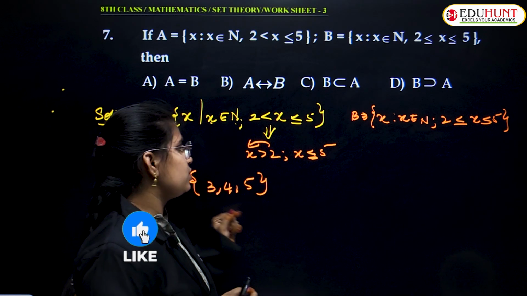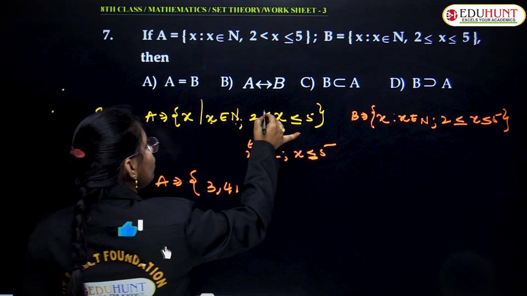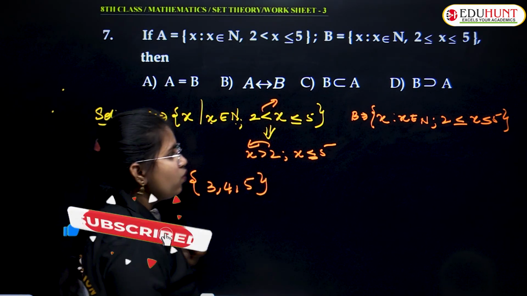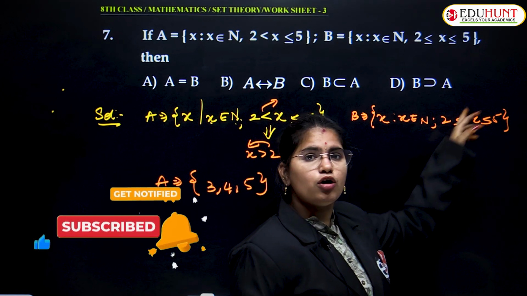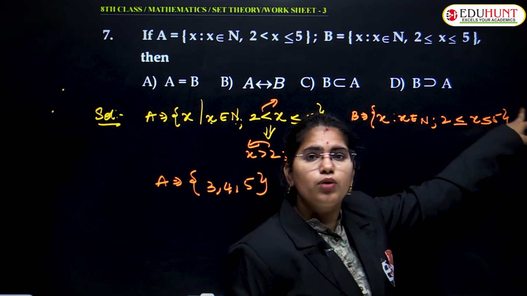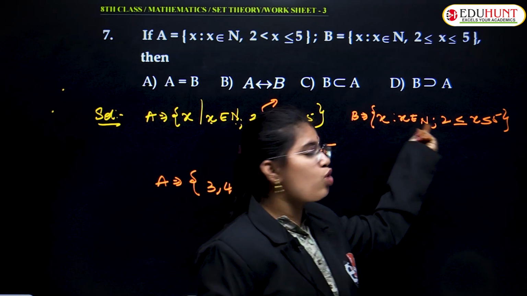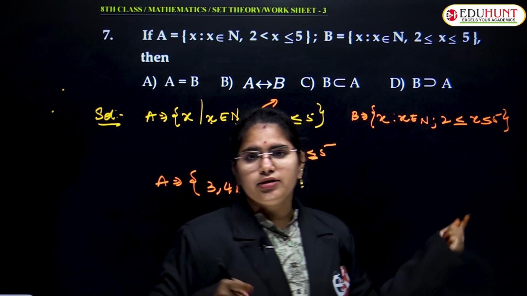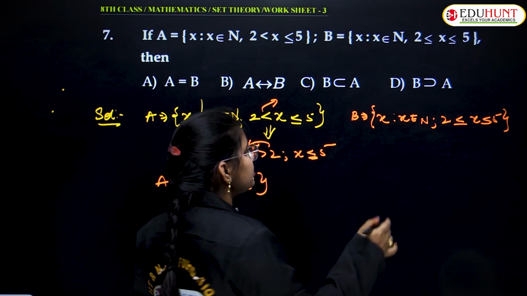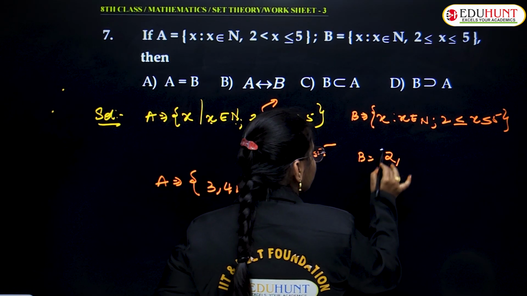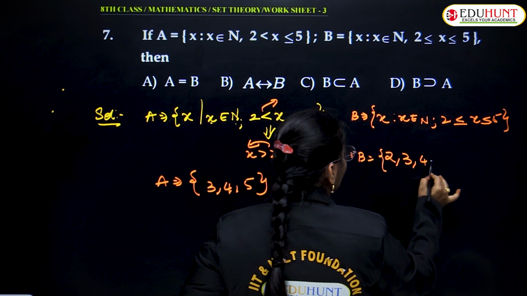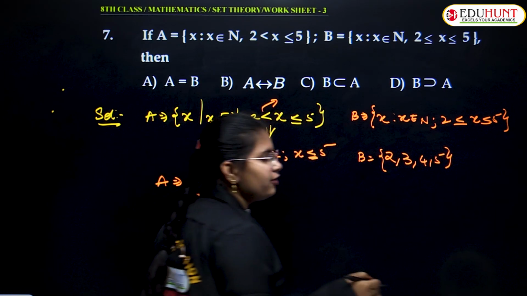So what is that variation? Here in set A, you don't find any equal to symbol, whereas in set B, you find an equal to symbol: 2 less than or equal to x, x less than or equal to 5. That means 2 is also included in this set. So what are the elements here? 2 is also included. B is equal to 2, 3, 4 and 5.